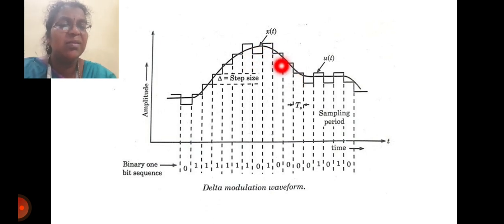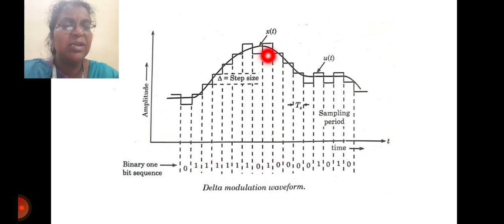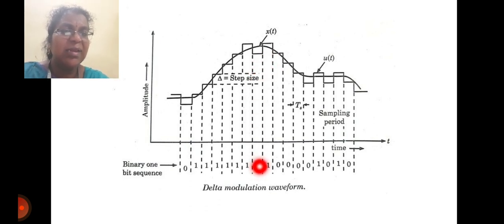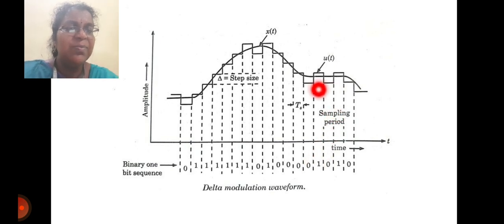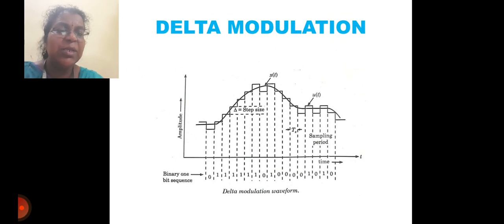This is what you can see here. In all these places the step size is reduced, and here the step size is increased, then reduced, increased, then reduced. So whenever the step size is increased, a 1 is transmitted, and whenever the step size is reduced, a 0 is transmitted. So this is the delta modulation waveform.